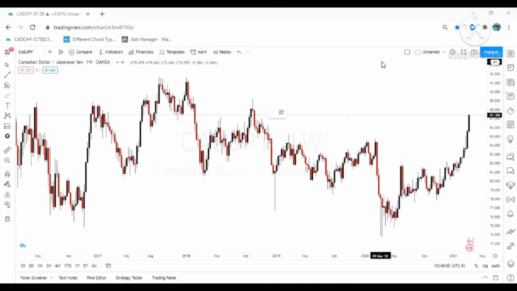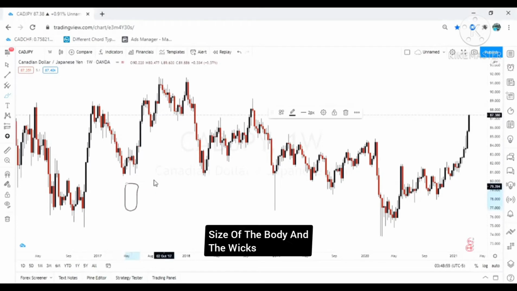In today's video, we're going to be talking about candlestick psychology. So yeah, let's get right into it. I'm assuming that you're not beginner or novice traders, so we all know what a candlestick should look like. The important piece of information from each and every candlestick is the size of the body and the wicks.